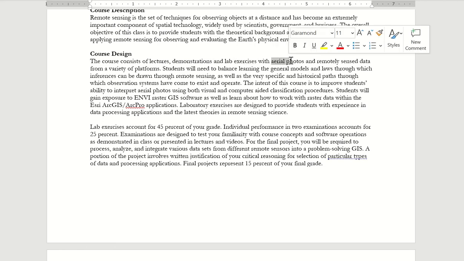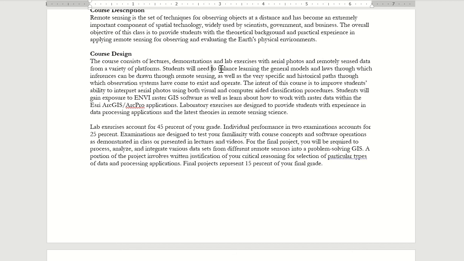To do that, the course has lectures, demos, and lab exercises using a few different types of data. Here it mentions aerial photos and remotely sensed data from a variety of platforms. Some of those could be observing the way in which surface materials reflect sunlight in different ways. Others can be observing the time it takes for light emitted by a sensor to return to that sensor, and how that kind of information can help us characterize the surface.